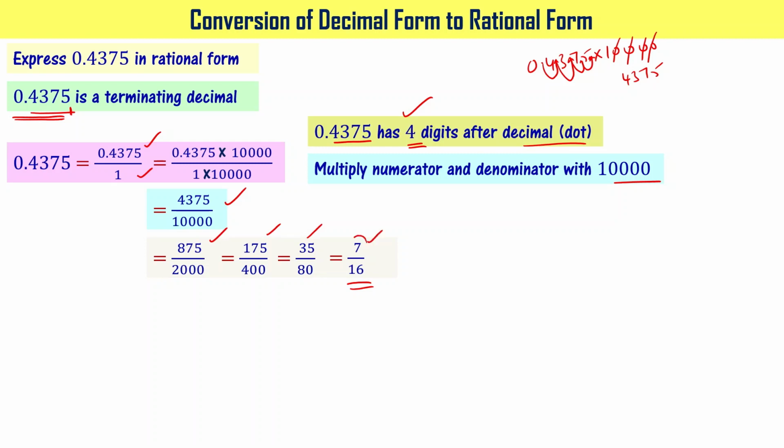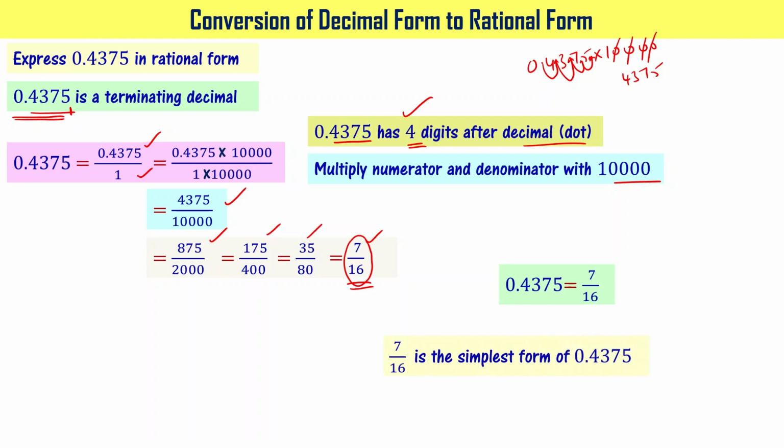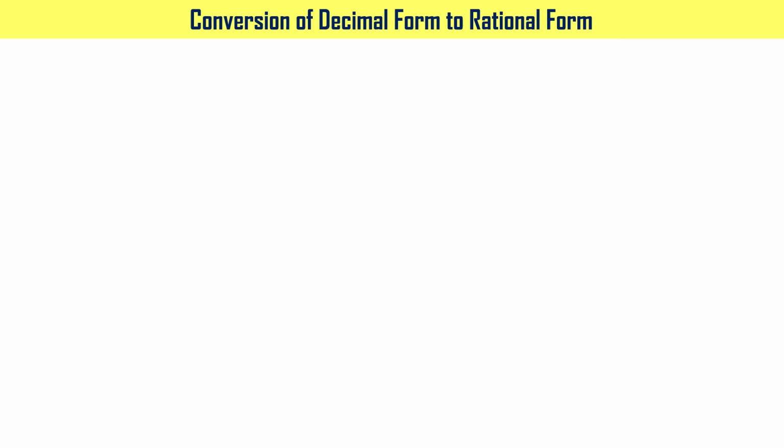But this is the rational number in its simplest form, right? 7 by 16 is the simplest form of 0.4375. Got it? Now let us look at another example.